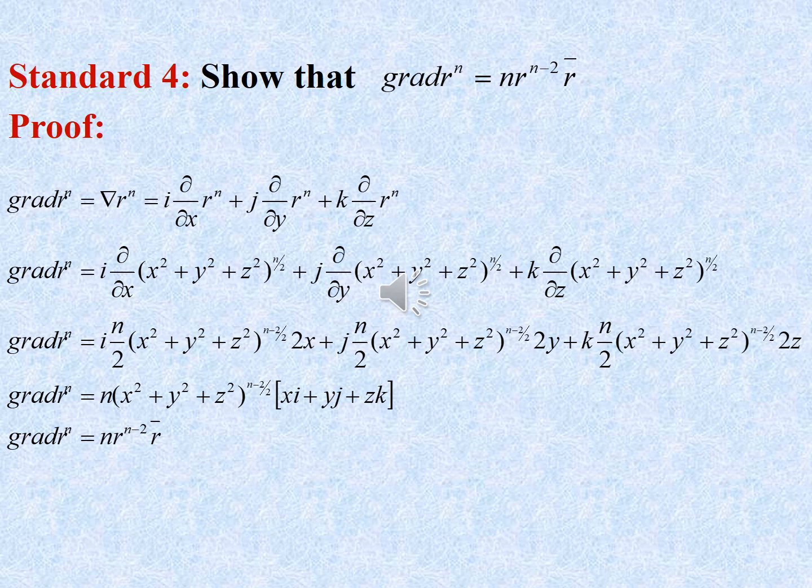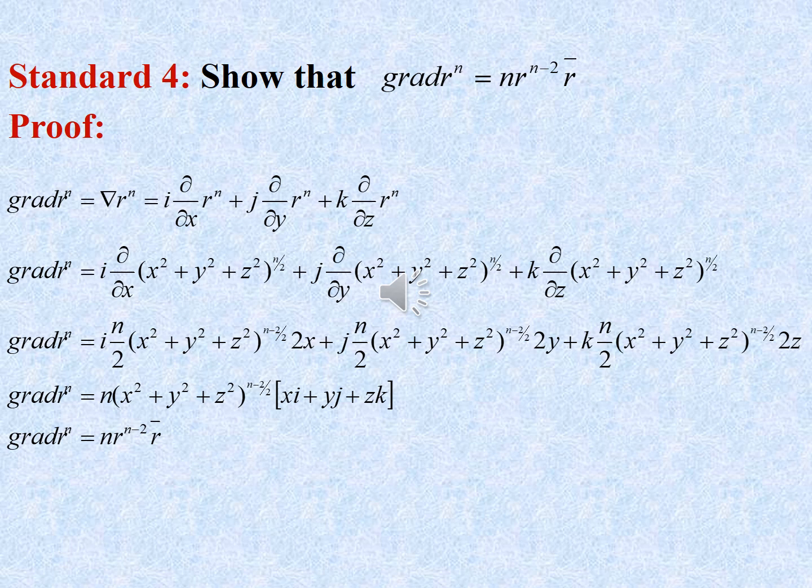Grad r^n is equal to i (n/2)(x² + y² + z²)^((n-2)/2) · 2x + j (n/2)(x² + y² + z²)^((n-2)/2) · 2y + k (n/2)(x² + y² + z²)^((n-2)/2) · 2z. After solving the equations, we are getting grad r^n is equal to n (x² + y² + z²)^((n-2)/2) into (xi + yj + zk).